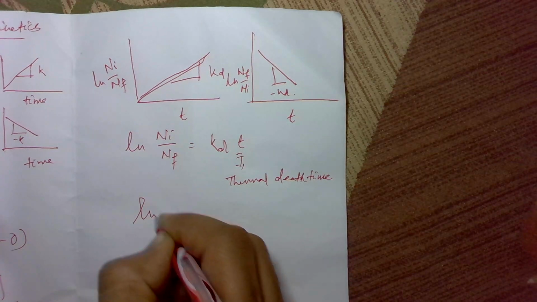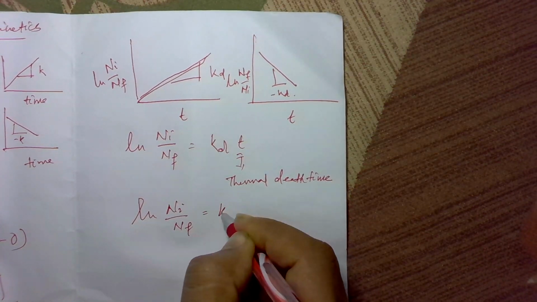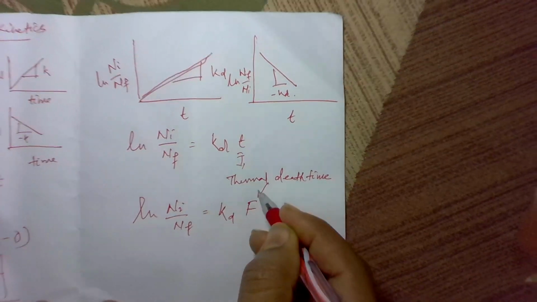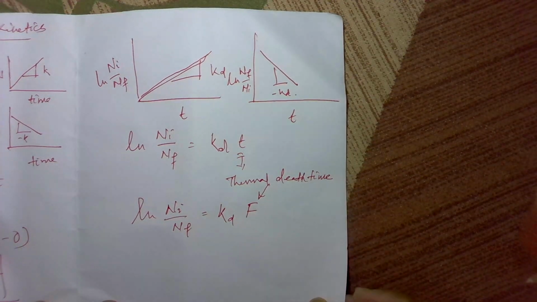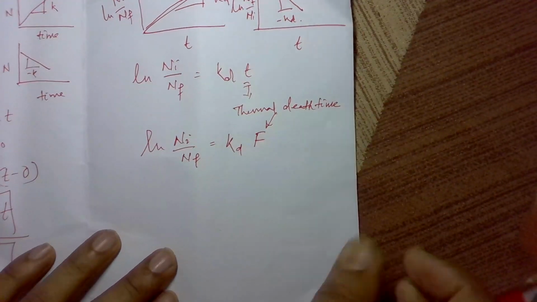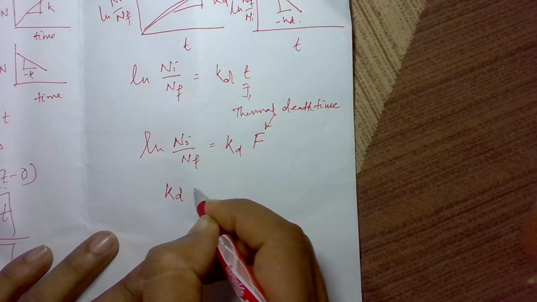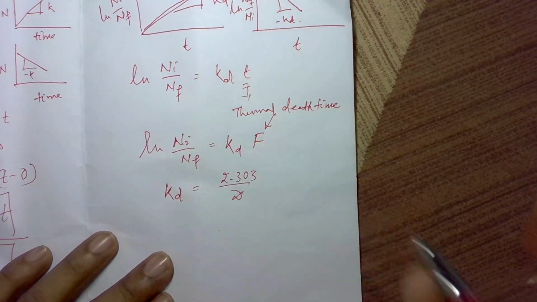So can I write it like this? ln(Ni/Nf) = Kd·F, because we denote thermal death time with the symbol F. Then there is one established relationship: Kd = 2.303 divided by D.